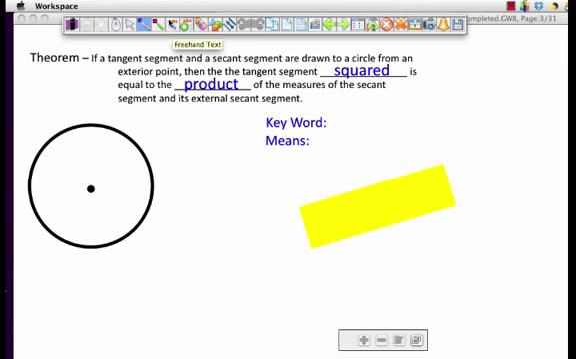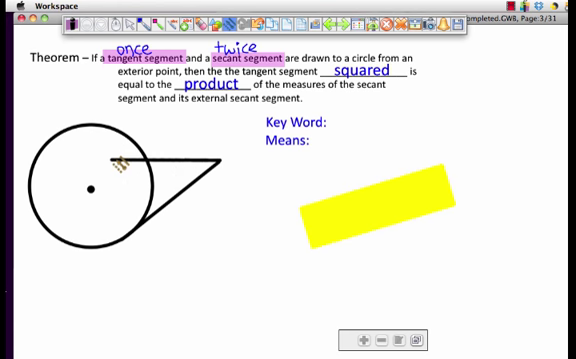Now stop for a second. Think about the difference between a tangent segment and a secant segment. A tangent segment intersects the circle once. It doesn't go through the circle. A secant segment intersects the circle twice. It goes all the way through the circle. So let's draw that. A tangent line would look like this, or a segment. Then a secant segment would actually go through the circle.